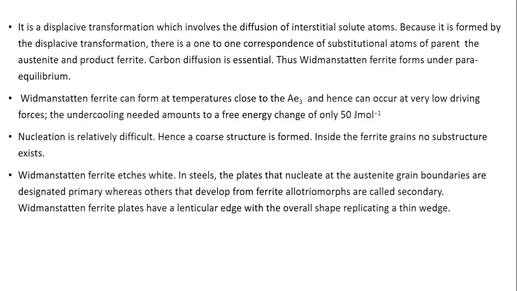The plates of Widmanstatten ferrite are coarse in nature. Inside the ferrite grains, no substructure is seen. Like other ferrites, Widmanstatten ferrite is white. In steels, the plates that nucleate at the austenite grain boundaries are designated primary, whereas others that develop from ferrite allotriomorphs are called as secondary. Widmanstatten ferrite plates have a lenticular edge with an overall shape replicating a thin wedge.